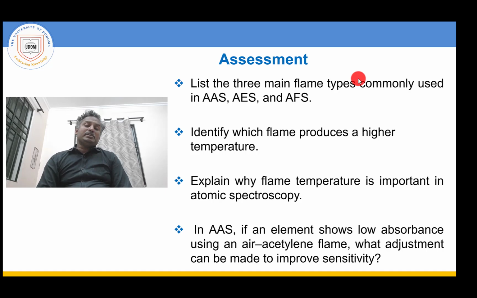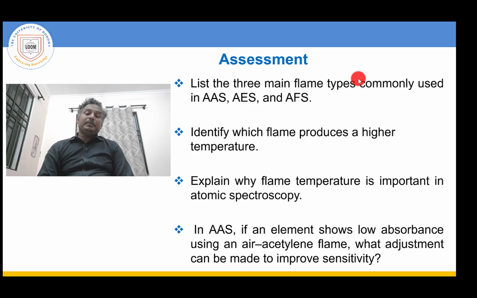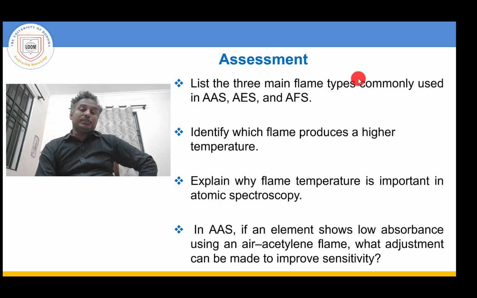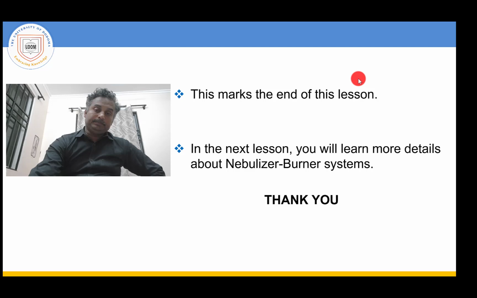I'm asking you certain questions. Try to answer. List the three main flame types commonly used in these instruments: atomic absorption, atomic emission, and atomic fluorescence spectrometer. Identify which flame produces a higher temperature. Explain why flame temperature is important in atomic spectroscopy. In AAS, if an element shows lower absorbance using an air-acetylene flame, what adjustment can be made to improve sensitivity? Answer all these questions and submit it to me.